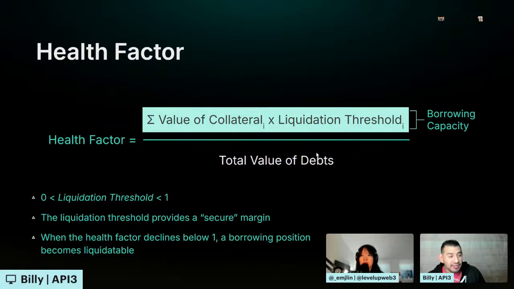The way Compound does it, the way Aave does it, they have a DAO that votes on these things: what tokens you can list, and at what kind of threshold or capacity they can borrow, right? So anytime that health factor falls below 1, that borrowing position is now liquidatable. It's not like you can borrow the same amount on every token. Each one has its own values.